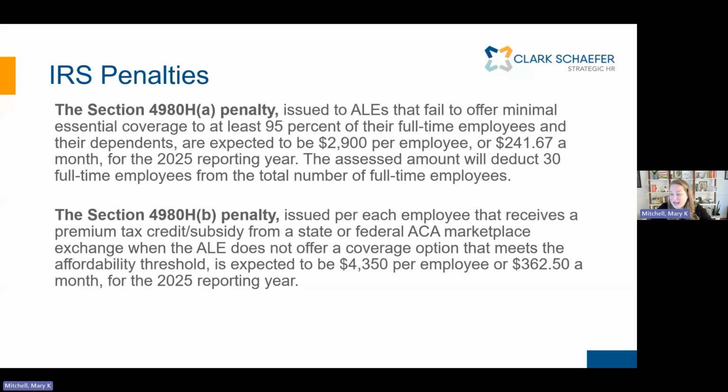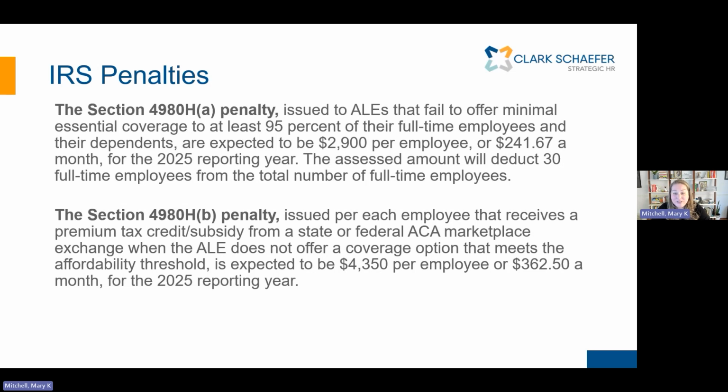So a lot of times I get asked about ESRP notices or IRS penalties. What are they? How do we incur them? How do we avoid them? There are two different main types of penalties that the IRS has for ACA, either errors in filing or not being handled appropriately. The first is under Section 4980HA, and this is issued to applicable large employer groups that fail to offer minimum essential coverage to at least 95% of their full-time employees, as well as their dependents.